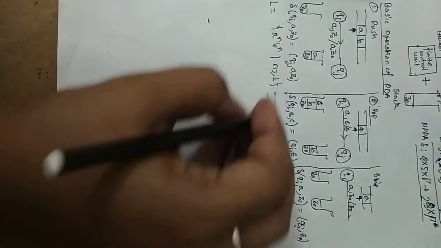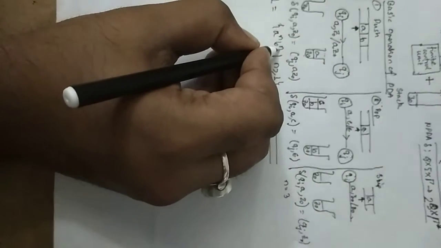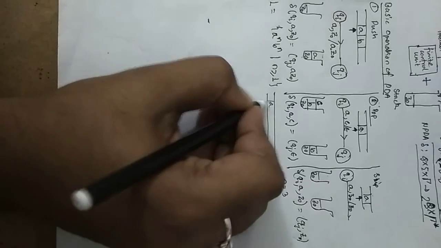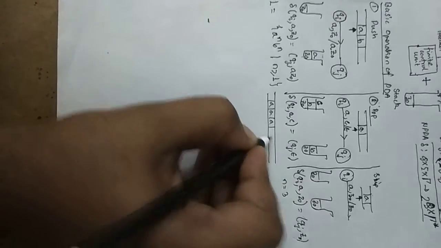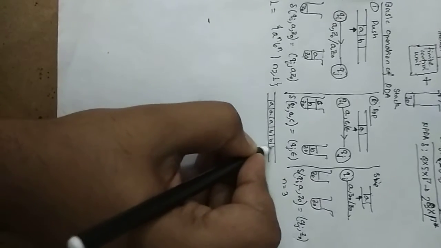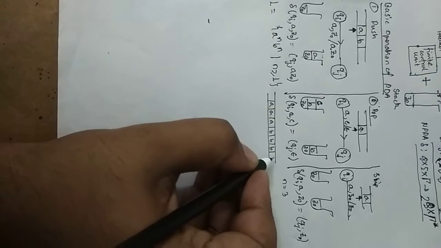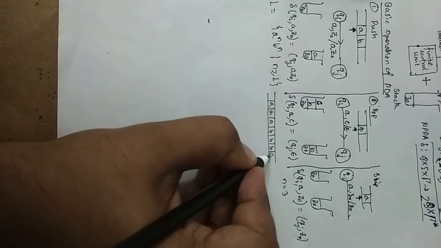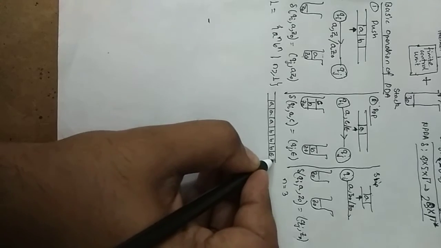So if n is equal to 3, then what? A to the power 3 followed by b to the power 3. So a, and after that b, and after that I will insert one element, that is epsilon, to know the end of the string. Okay, fine. So let us now do the operation.